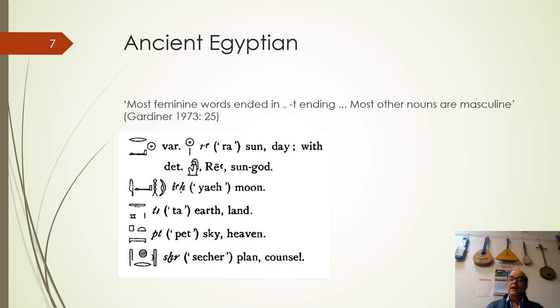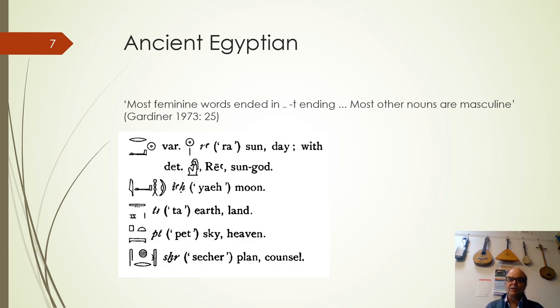So, most feminine words end in T, and T is like a little semicircle. So if you look at the word for sky or heaven, which is put, it has three symbols, a box, a little semicircle, which is the Egyptian way of thinking about a loaf of bread, and then a long symbol underneath, which is conveying the idea of the sky. The box is the letter P, the little semicircle is the letter T, but that word, pronounced something like put or pet, meant sky or heaven, and that's feminine.